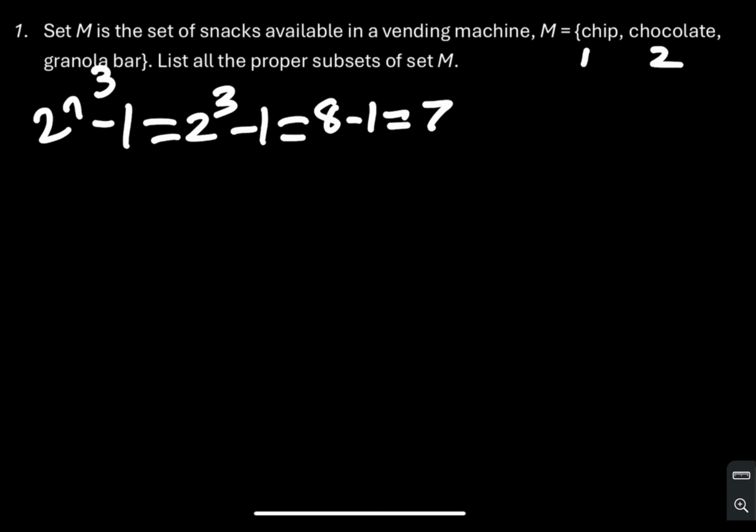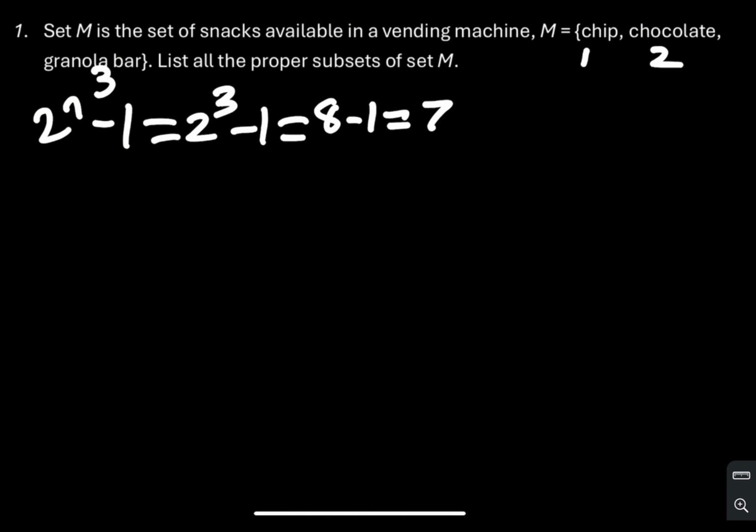And the reason why we subtract 1 from 2 to the n. So 2 to the n is going to give us how many different combinations we can have in our proper subsets, or our subsets in general. And then we subtract 1 because we're going to get 8 different combinations from set M, but we need to subtract 1 because one of the different combinations is going to be the same exact set, which, remember, a proper subset is a piece of the set, not the exact set.